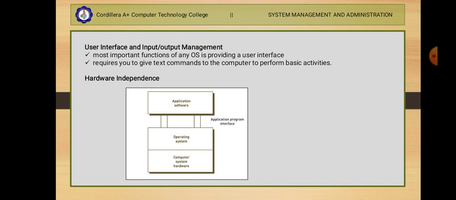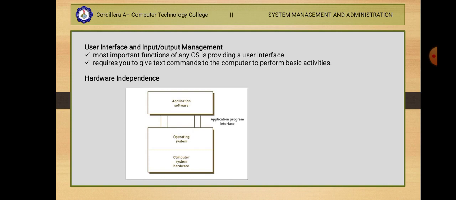Okay, so that is the user interface. And then next is you have the hardware independence. So, ano nga ba itong hardware independence na to? So, ito para to run yung applications, request services from the operating system through a defined application program interface, or yung tinatawag natin API, as shown dito sa figure natin.